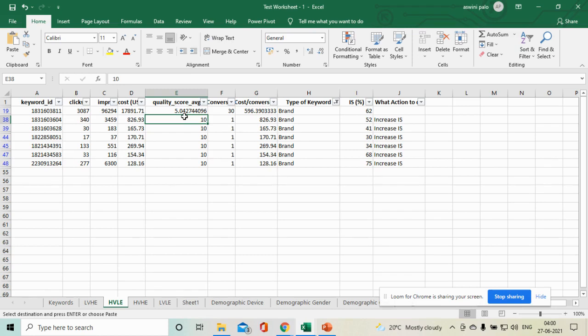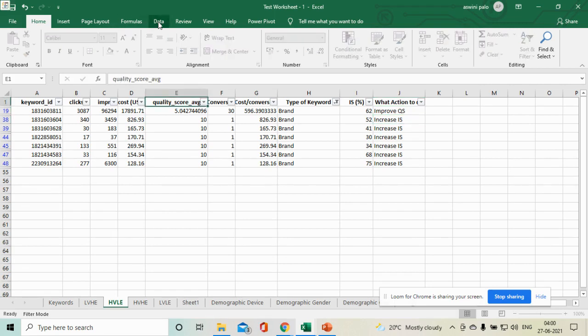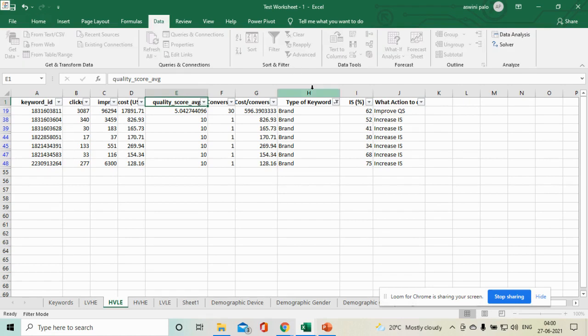So here for this particular keyword, the action item is to improve quality score. I am putting it as QS. Okay, now let's see the data, what it says.